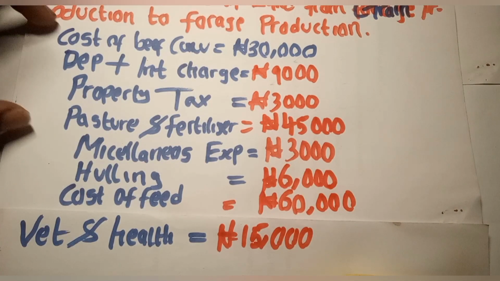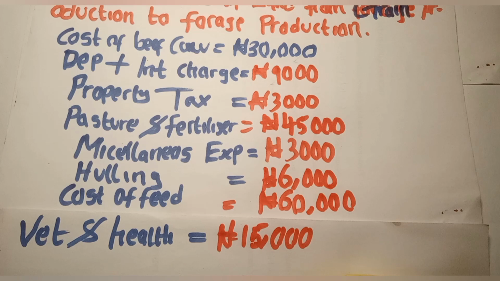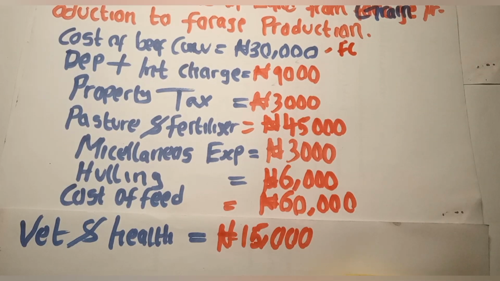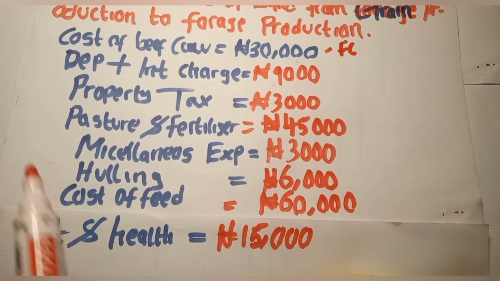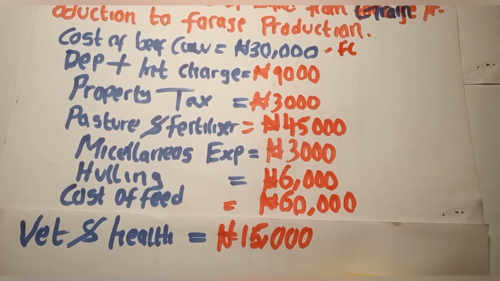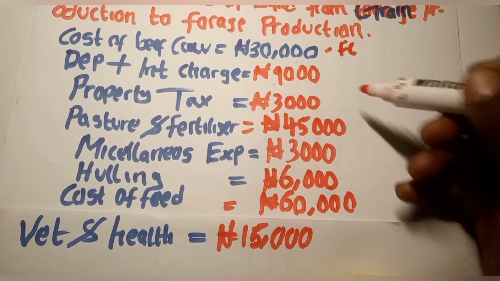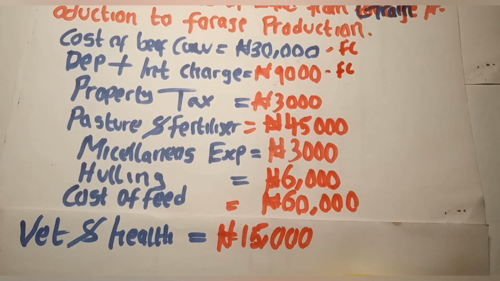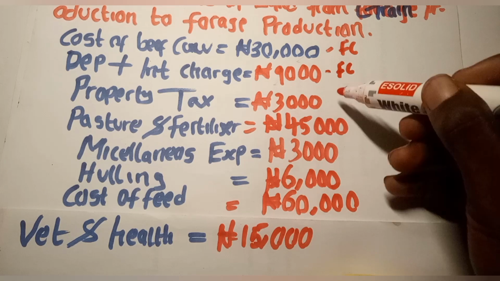Now, if you look at this, the cost of beef cow, I told you that the fixed cost is the cost that the farmers, the entrepreneurs, have incurred before even making any profit. An example of this is the cost of beef cow. Cost of beef cow is a fixed cost. Are you getting it? The next one is depreciation plus interest charge. This cost is also incurred even before the farmers start making profit, so it's also a fixed cost. Property tax is also a fixed cost.